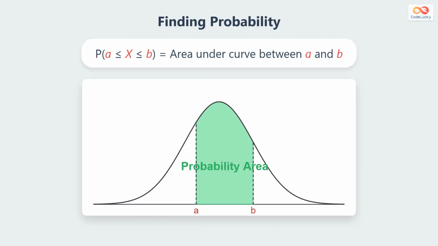How do we calculate the chance of getting a specific result? In the continuous world, probability is equivalent to area. To find the probability that our variable x falls between two values, a and b, we calculate the area of the shaded region under the curve between those 2 points. The size of that slice represents the likelihood of the event occurring.